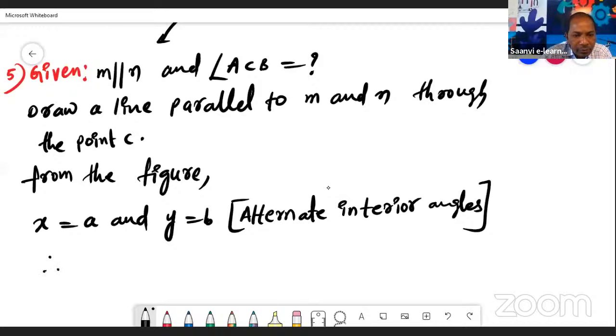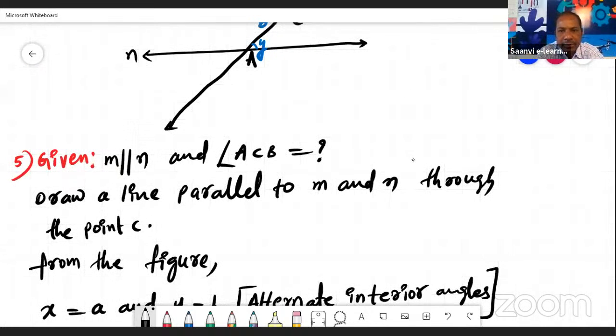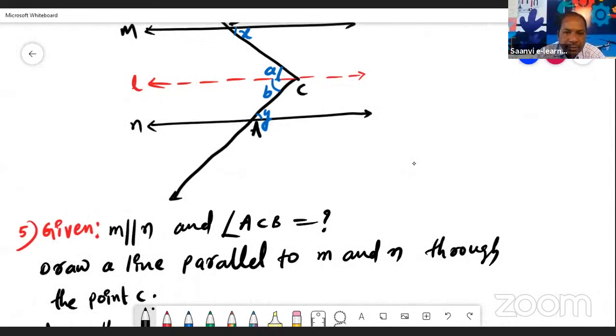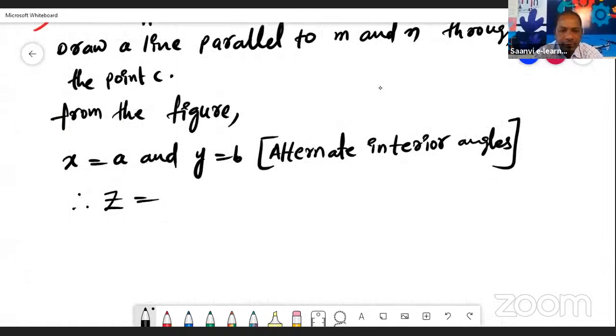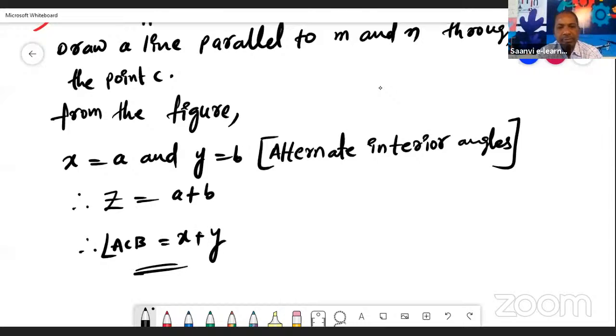Therefore, now find angle Z. This angle Z we have to find out. Angle Z is nothing but angle A plus angle B. If we add angle A and angle B, we get angle Z. So angle Z, which is angle ACB, is equal to A plus B. The A value is X and the B value is Y. It means angle ACB is equal to X plus Y.